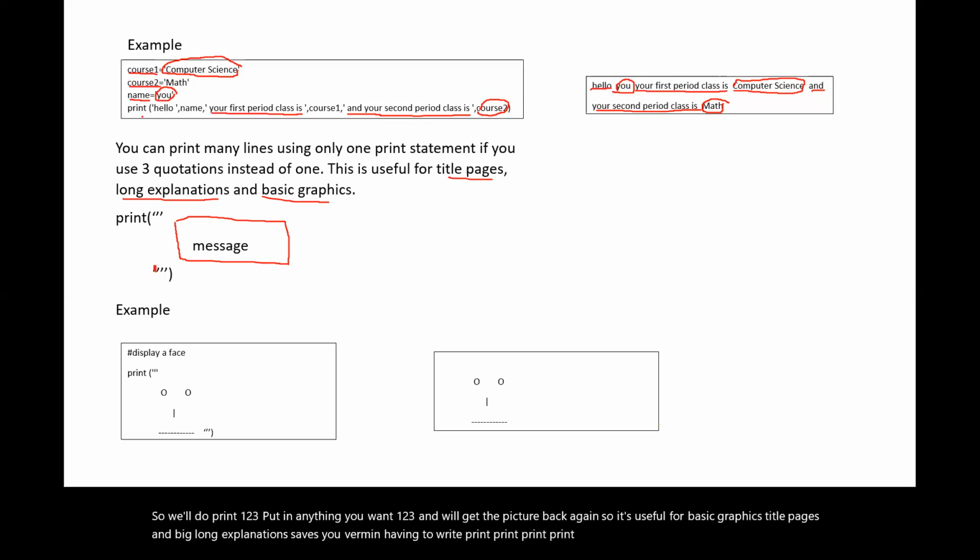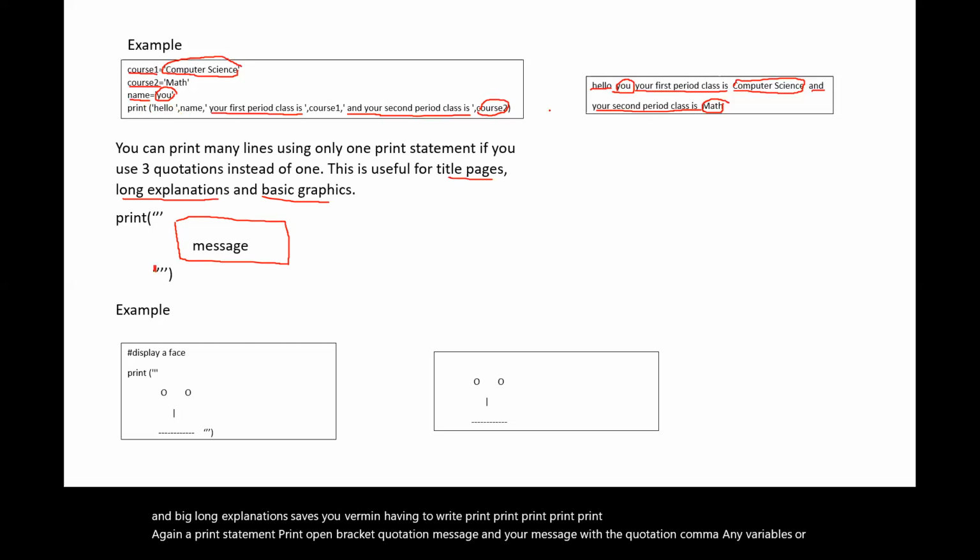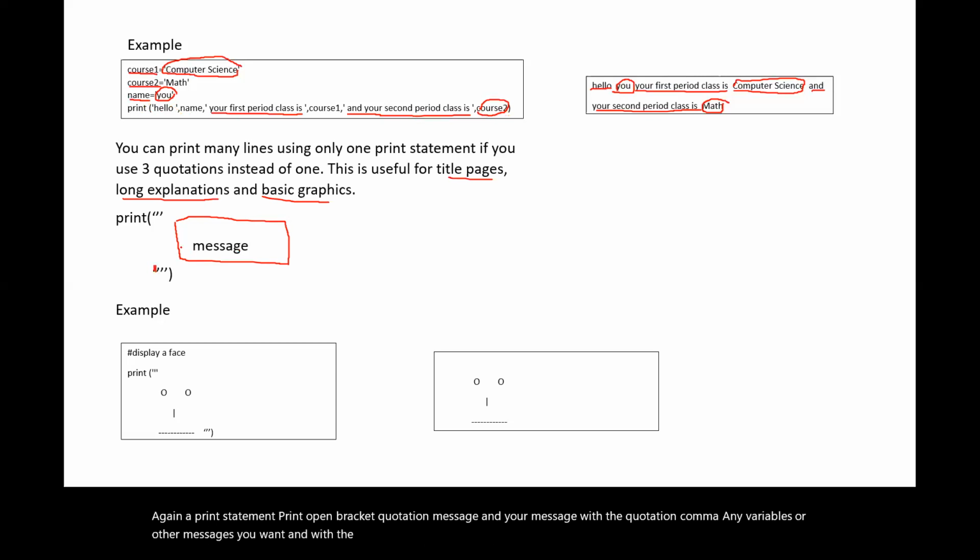Okay, so again, a print statement: print, open bracket, quotation, message. End your message with a quotation, comma, any variables or other messages you want, end with a closing bracket. If it's a big long message, 1, 2, 3 quotations, match it with 1, 2, 3 quotations. Now, what else can we do with moving and storing information? We can ask the user for some information.